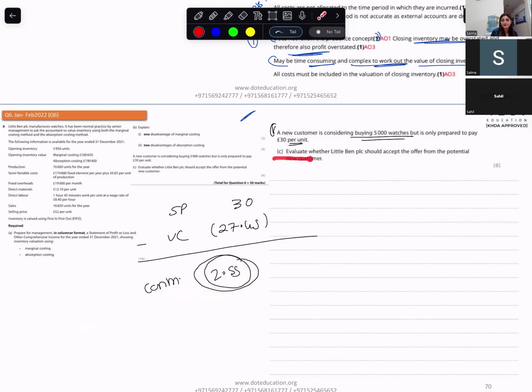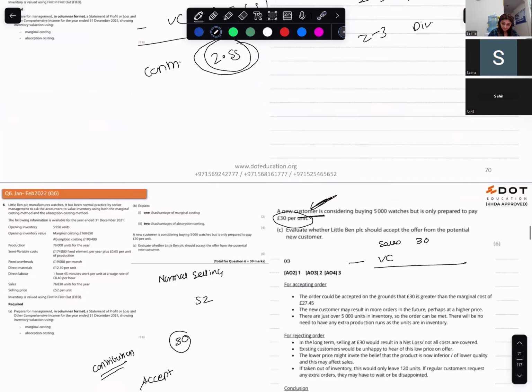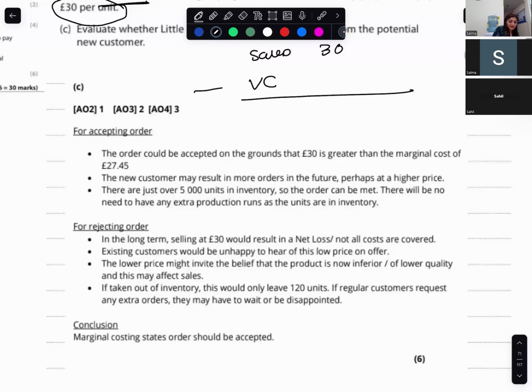But they want an evaluation, and it is for 6 marks. 6 marks, that means 1 mark for your advice. You have to give 2 to 3 advantages and 2 to 3 disadvantages. I can just say that I'm getting a positive contribution. So there will be points in favor of accepting the order and points for rejecting the order.